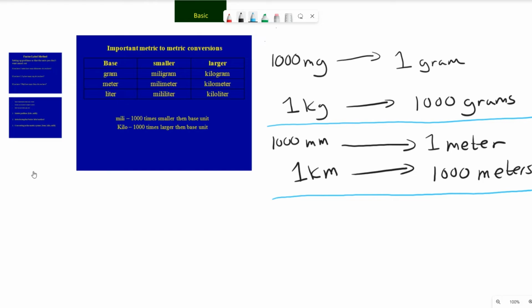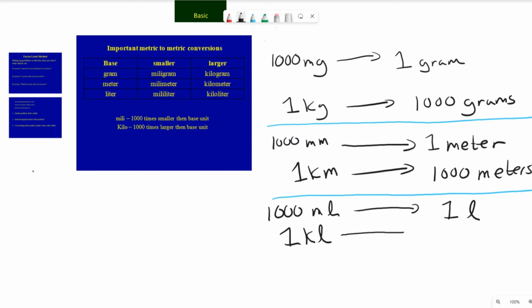And then if we do the same thing for liters, again, it's the same prefixes. We're just doing it with either the grams, the meter, or the liter. If you have 1,000 milliliters, that's the same thing as having 1 liter. Because milli is smaller, so you need 1,000 of the smaller units to equal the 1 large unit. And then if you have 1 kiloliter, kilo is 1,000 times bigger, so if you have 1 kiloliter, that means that is equivalent to 1,000 liters.